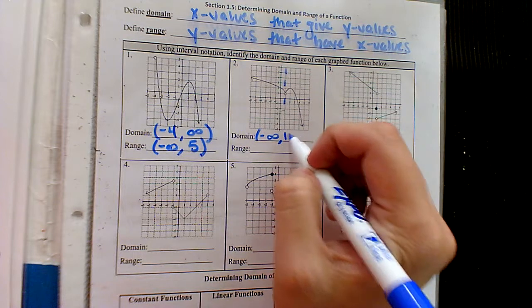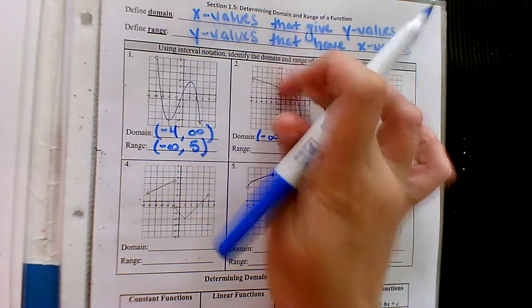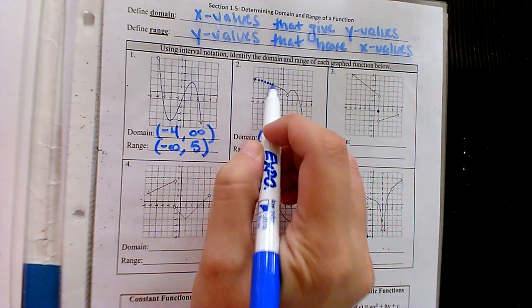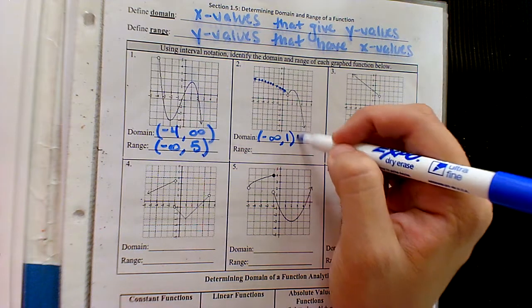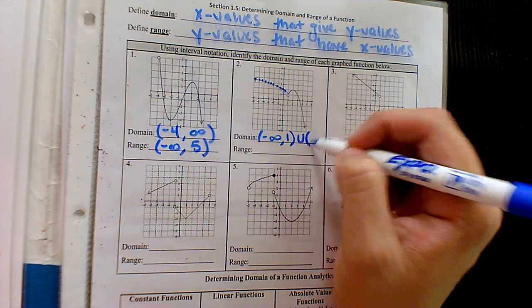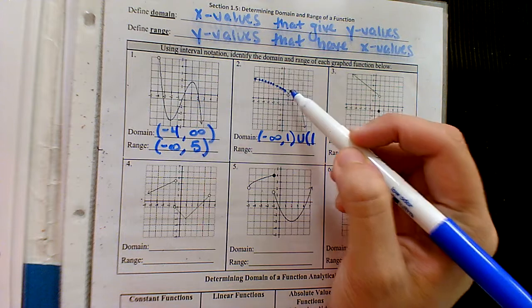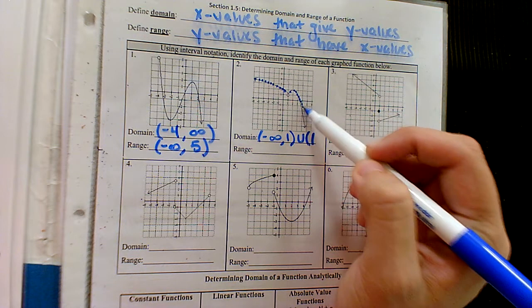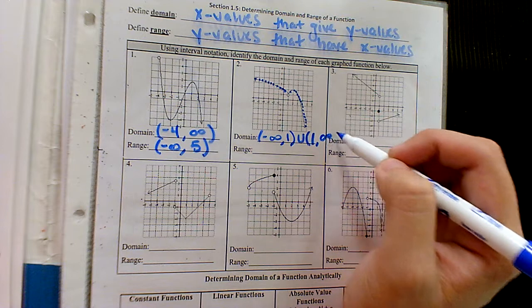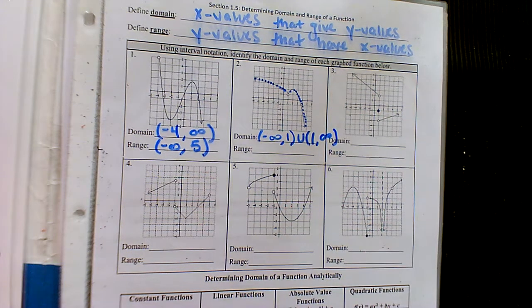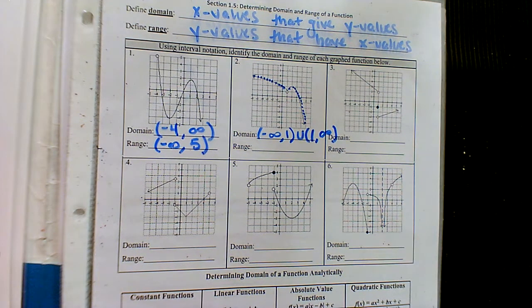So we'll have to stop at 1 because we only have closed circles from negative infinity to 1. Now we do have more graph to trace, so we'll throw in a u and we'll pick up at 1 again. As we drag our pencil to the right, we'll eventually get an arrow, so it's going to go forever to the right. How'd you do?